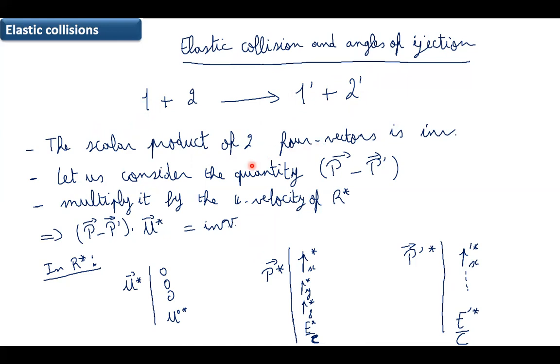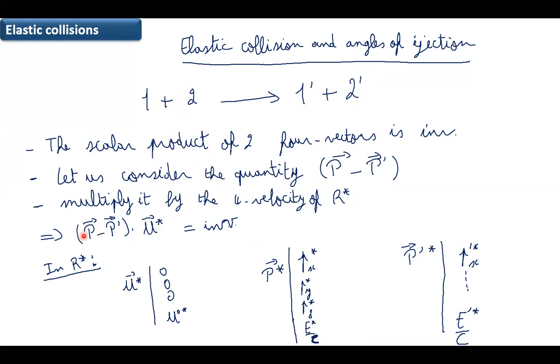So let us consider a new quantity. Let's take the quantity P minus P prime for any particle, so it's either for 1 or for 2. You consider the quantity P minus P prime, and you multiply this quantity by the 4-velocity of R star. The 4-velocity of R star is the velocity of R star with respect to R, of course, which is the rest frame. We will call it U star.